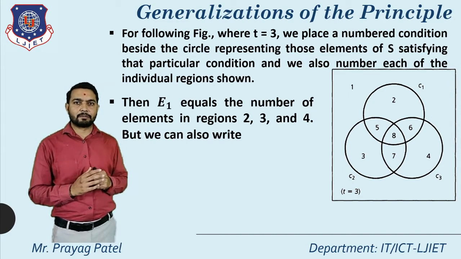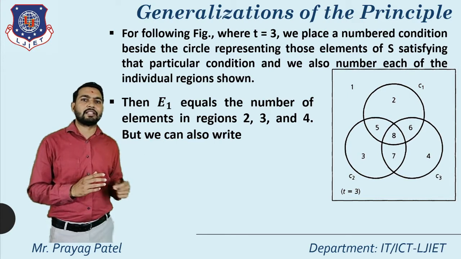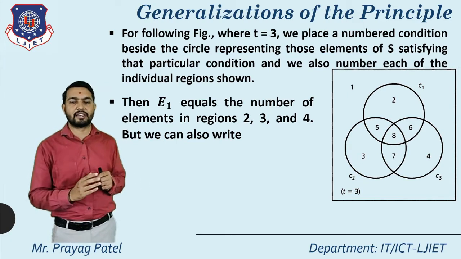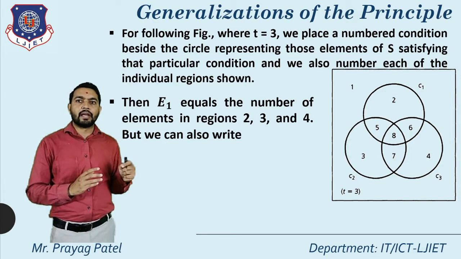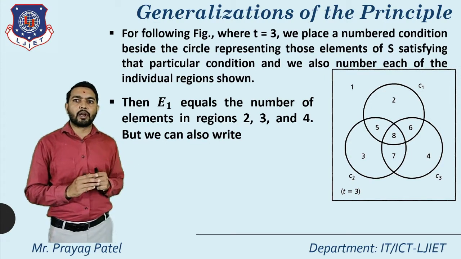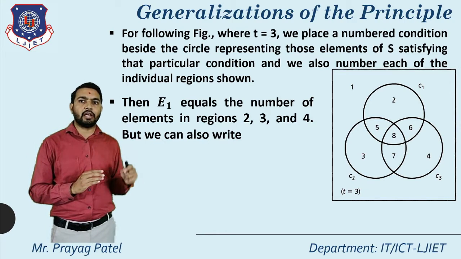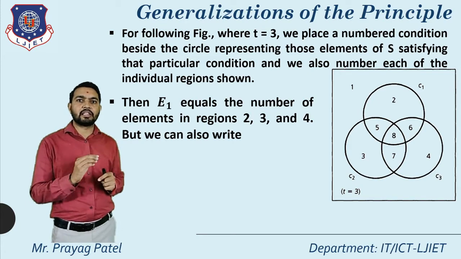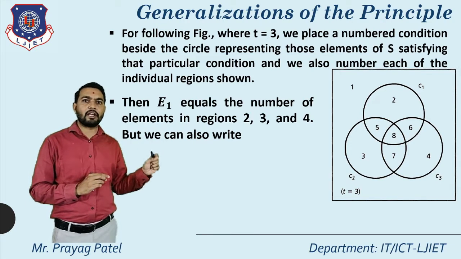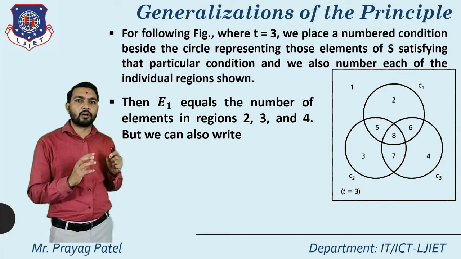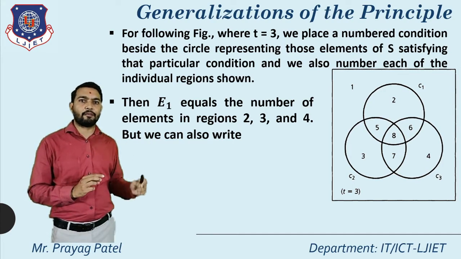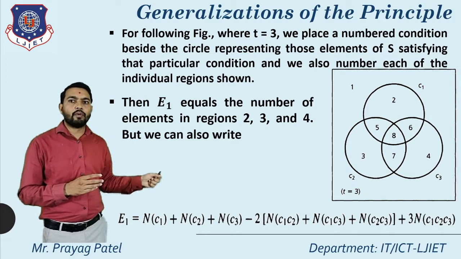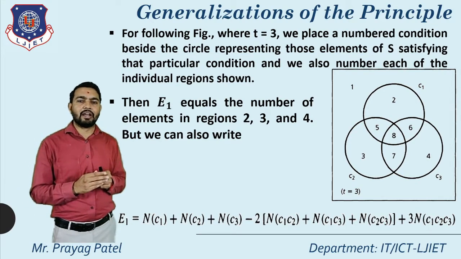So only C1 is satisfied, or only C2 is satisfied, or only C3 is satisfied, then we consider the result of this as only one condition is satisfied. So for that, E1 equals the number of elements in regions 2, 3 and 4. See in this figure, region 2 is only C1, region 3 is only C2 and region 4 is only C3. So the combination of these three regions 2, 3 and 4 is considered as only one condition E1 is satisfied. Now we already have the equation for E1 available.